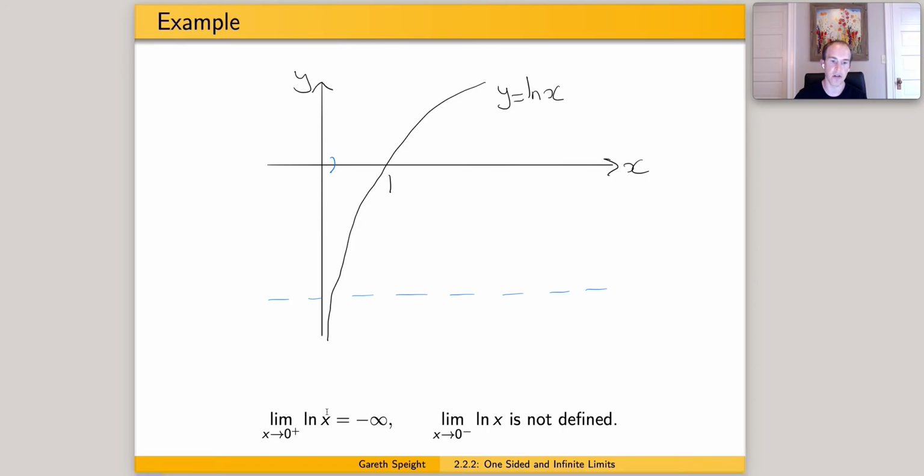So this is an example where the limit as x tends to 0 from the right is equal to minus infinity. The limit on the left is just not defined at all.